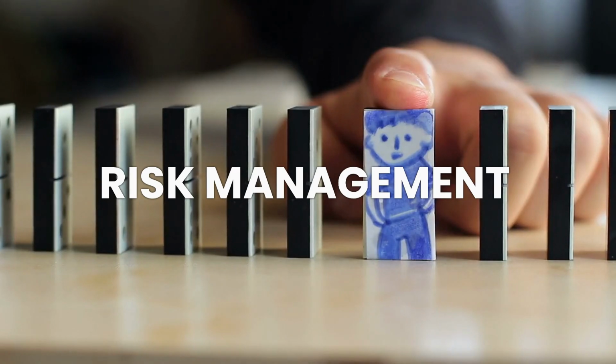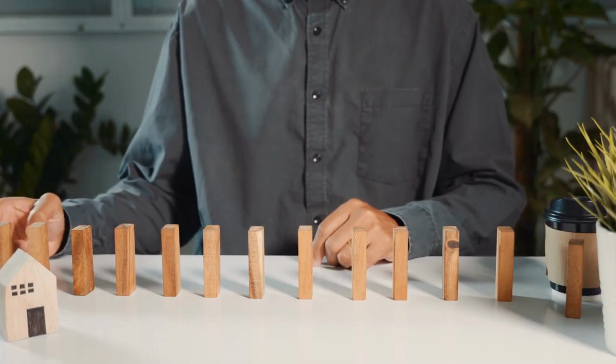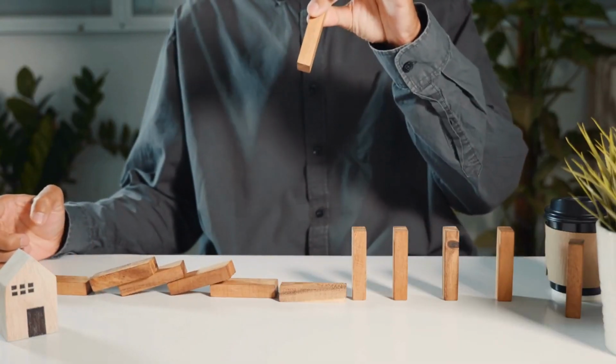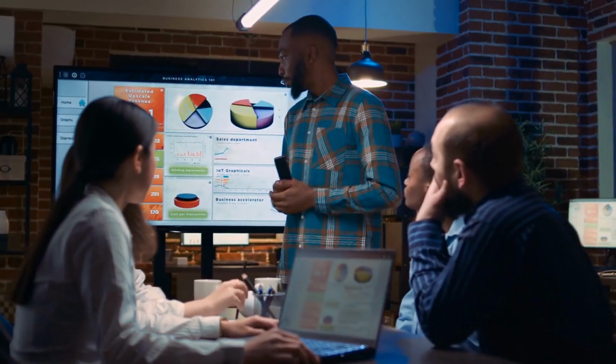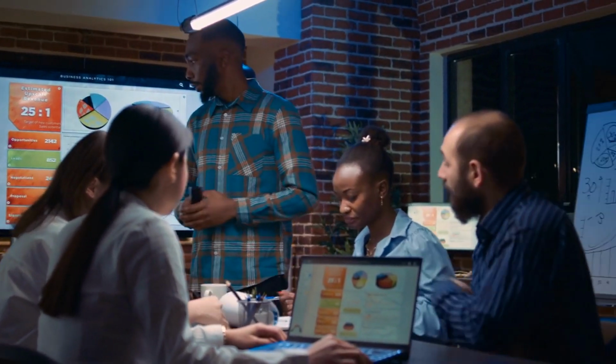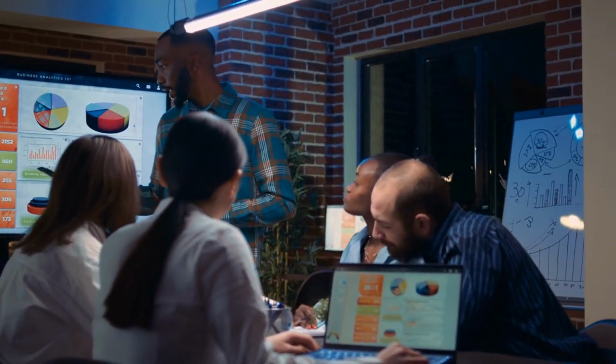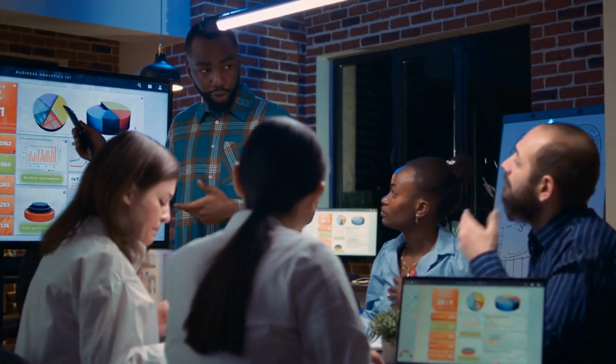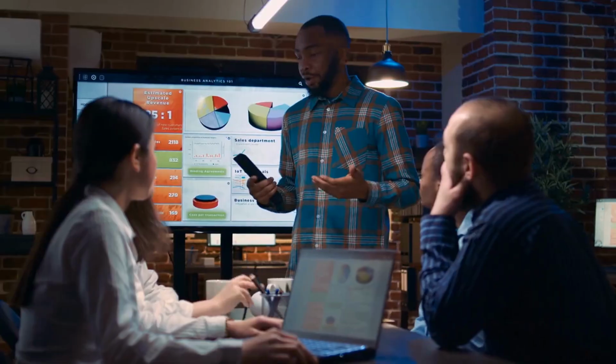Risk management. This technique involves identifying and minimizing the risks associated with an investment. Investors who use this technique aim to protect their investment portfolio from potential losses by diversifying their investments, setting stop-loss orders, and using other trusted risk management strategies.